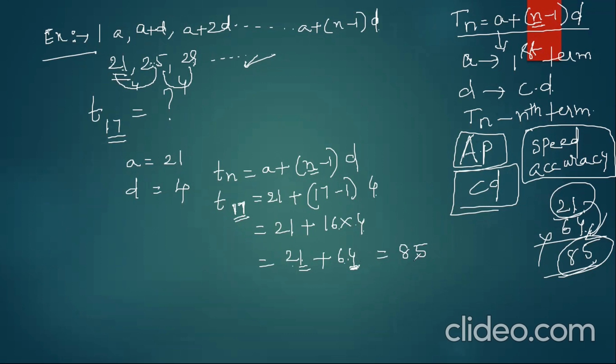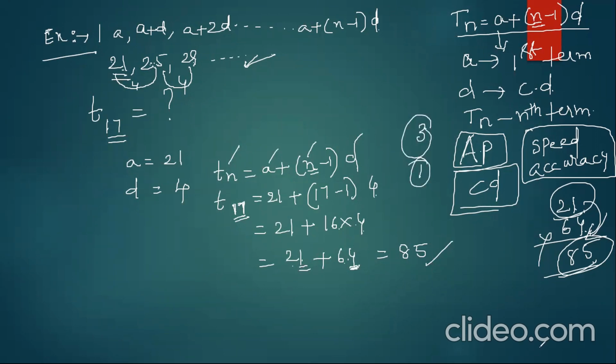So how much did we get? We got T17 as 85. Understood? In this way, we can calculate any kind of thing. Here, how many variables? In any equation or expression, you know the variables, right? So here Tn is one variable, and with A, D and n there are four variables. Out of these four variables, if any three are given, you can calculate the other one.